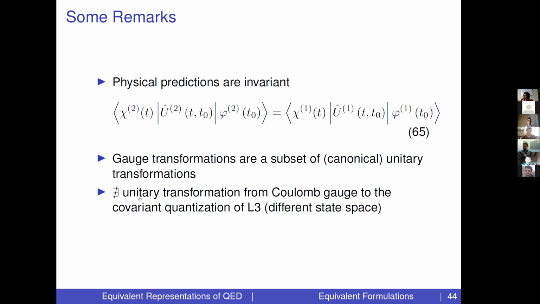And for instance, there are even more general relations. So for instance, there is no unitary transformation from the Coulomb gauge minimal coupling Hamiltonian that I presented before in order to go to the covariant quantization, what we do in lecture 3, just because it is related to a different state space. So since we don't have the same state space of the Coulomb gauge quantization and the covariant quantization, we cannot just do a unitary transformation to find those.